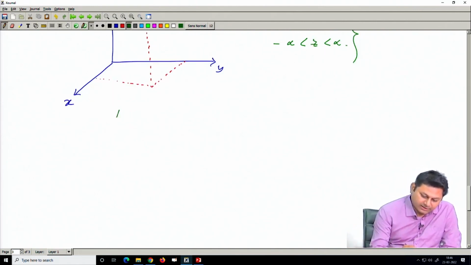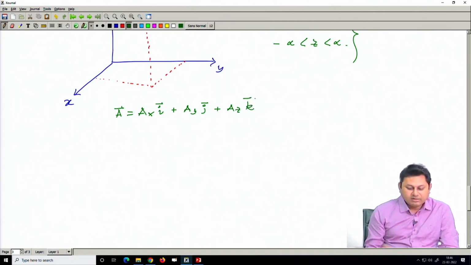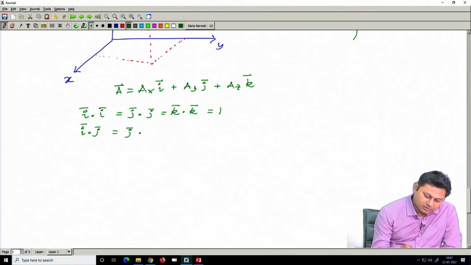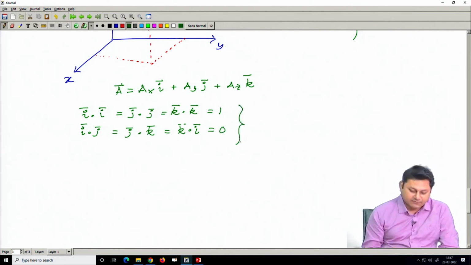Now, if I want to define a vector in this coordinate system, say vector A, that is Ax i unit vector plus Ay j unit vector plus Az k unit vector, and i, j, k also follow certain rules, and that is i dot i equal to j dot j equal to k dot k is equal to 1, and i dot j equal to j dot k equal to k dot i is equal to 0. They are orthonormal, they are forming an orthonormal basis.